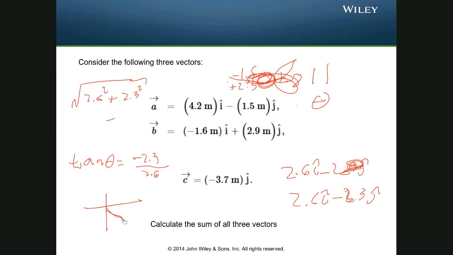Everyone else get something similar? Again, your calculator might put it in a positive spin and say something like 311 or something like that. Should also be just fine. Okay, good.